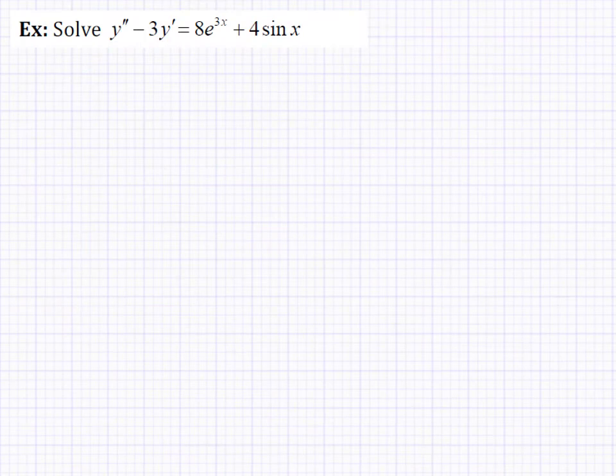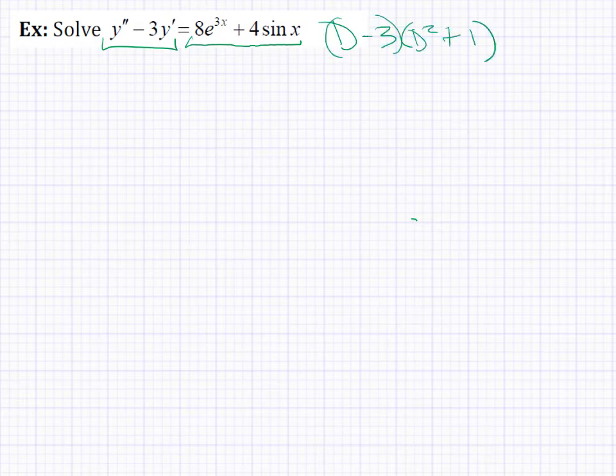All right, so this one, if you look at it, we've got everything we need for this annihilator approach. This is linear with constant coefficients on the left. It's non-homogeneous, and the function on the right-hand side, we definitely can annihilate it. Thinking about annihilating that function, D minus 3 times D squared plus 1 would annihilate that whole function because D minus 3 annihilates the exponential, D squared plus 1 annihilates the sine, and the product of the two would annihilate the whole thing. And so first step, find y sub c.